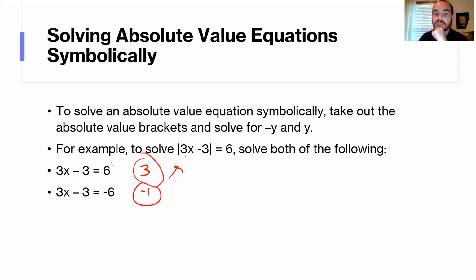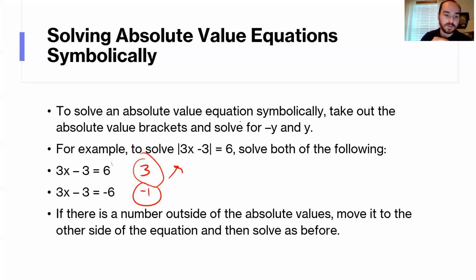And if we plug those back in, we get 3 times 3 is 9, minus 3 is 6. The absolute value of 6 is 6. If we plug in negative 1, we get negative 3 minus 3. That's negative 6. The absolute value of negative 6 is 6. So both of those are correct.